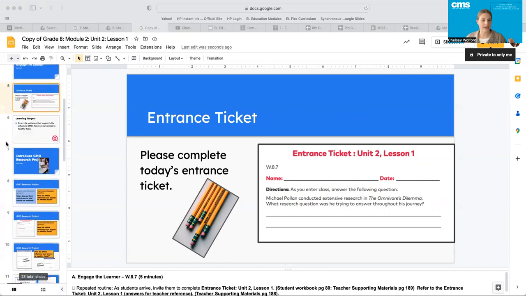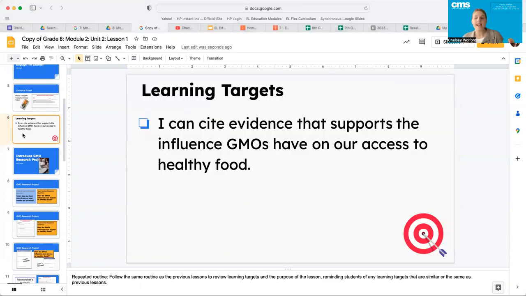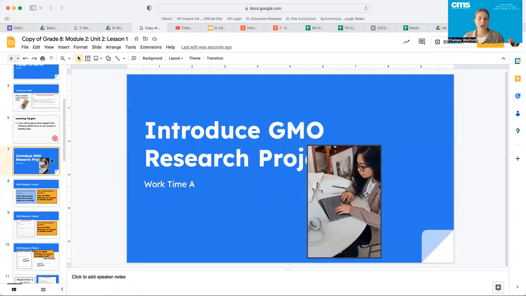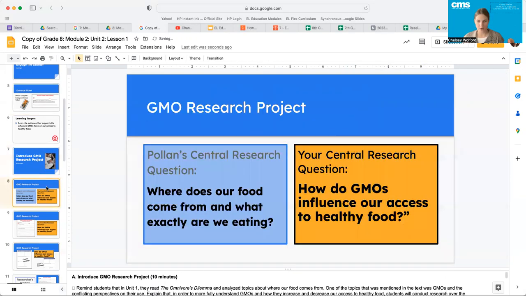Let's look at our learning ticket for today. I can cite evidence that supports the influence GMOs have on our access to healthy food. All right, guys, so we are ready to look at our project. Pollan's central question was, where does our food come from and what exactly are we eating? You guys are going to answer, how do GMOs influence our access to healthy food?